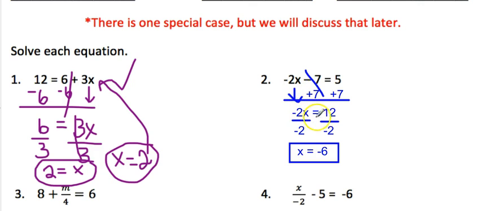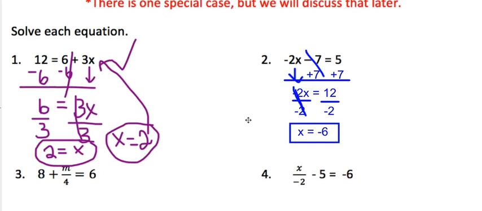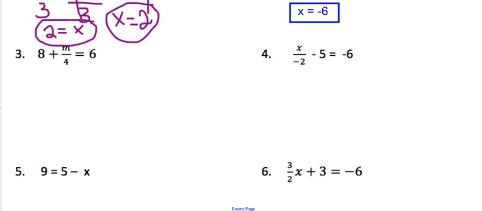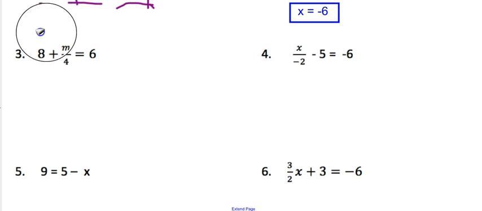So I had -2x equals 12. Now I can do my one-step problem and divide by the number in front of the variable. So divide by -2. -2 divided by -2 was just a 1, so that canceled out, leaving me with -6. Okay? So let me know if you have any questions on those kinds of two-step problems. Otherwise, we are going to move down here to some fractiony looking problems.